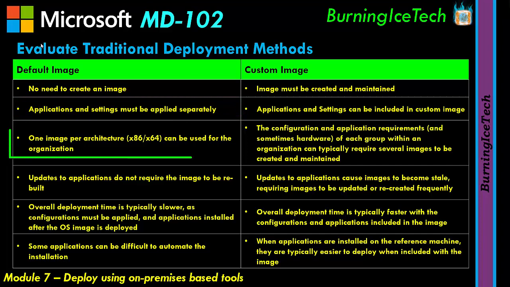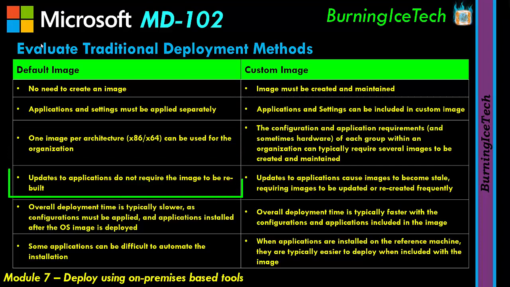One image per architecture. So if you want 32-bit or 64-bit or you want both of them, you're going to have an image for 32-bit and an image for 64-bit. Updates to applications do not require the image to be rebuilt. Yes, because the image is just a bare metal one. It literally contains just Windows 10 or 11.